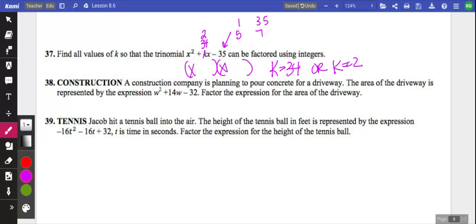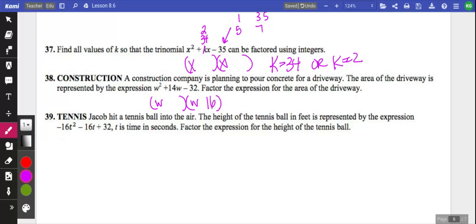A construction company is planning to pour concrete for a driveway. The area of the driveway is represented by the expression w squared plus 14w minus 32. Factor. So I'm looking for things that multiply to be 32 and subtract to be 14, which is 16 and 2. Sign chart says the bigger one gets a plus.